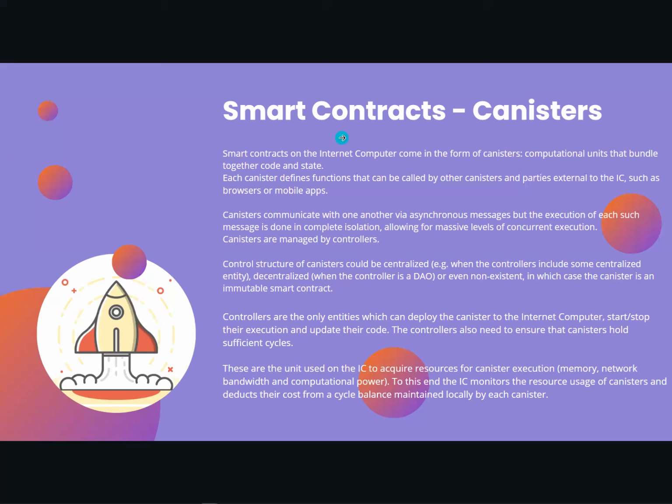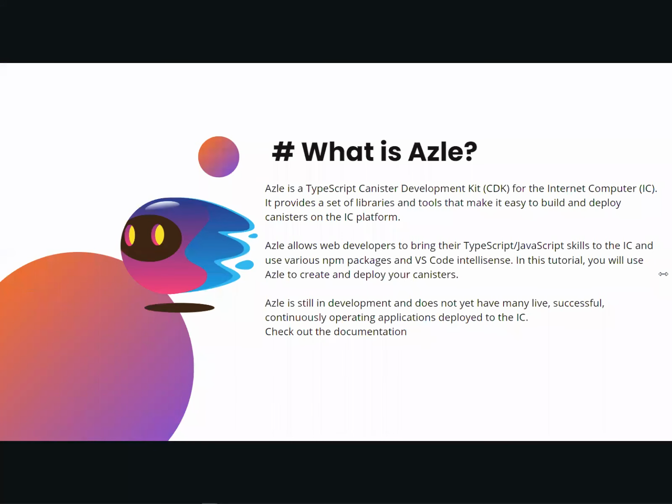The next is what Azle is, before we get into building and setting up an environment. Azle is a TypeScript canister development kit, that is a CDK, for the Internet Computer Protocol. It provides a set of libraries and tools that make it easier to build and deploy canisters on the ICP platform. Azle also allows web developers to bring their TypeScript and JavaScript skills to the ICP and use various NPM packages and VS Code intelligence. So if you have already interacted with JavaScript and maybe TypeScript, it's going to be easier for you to build on ICP.